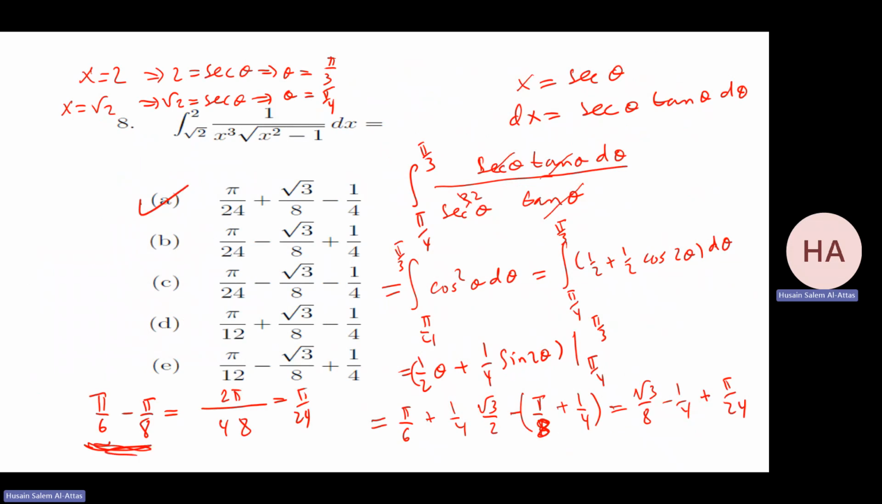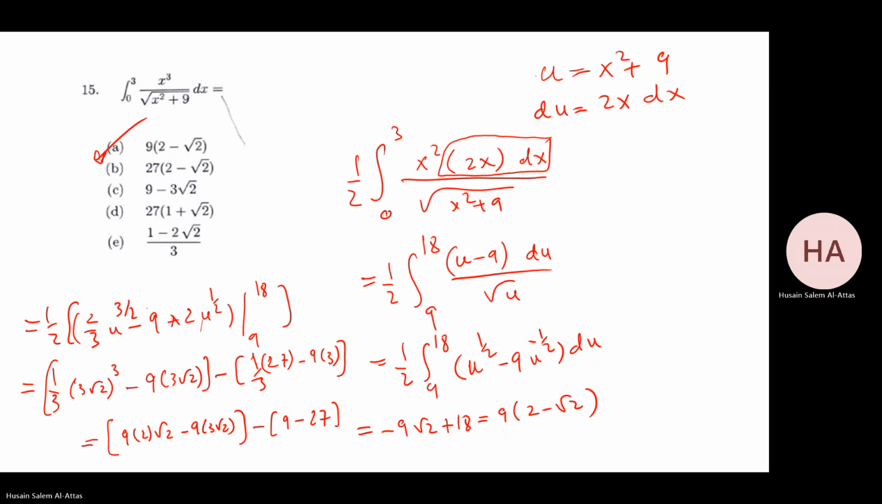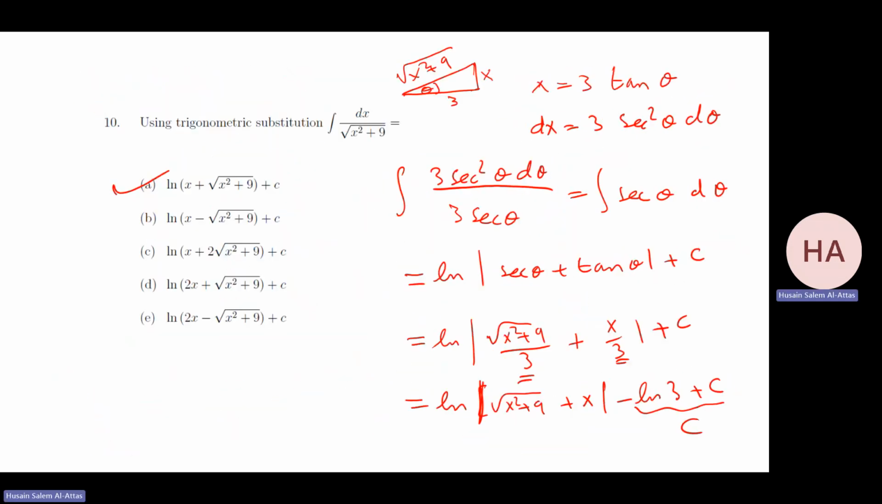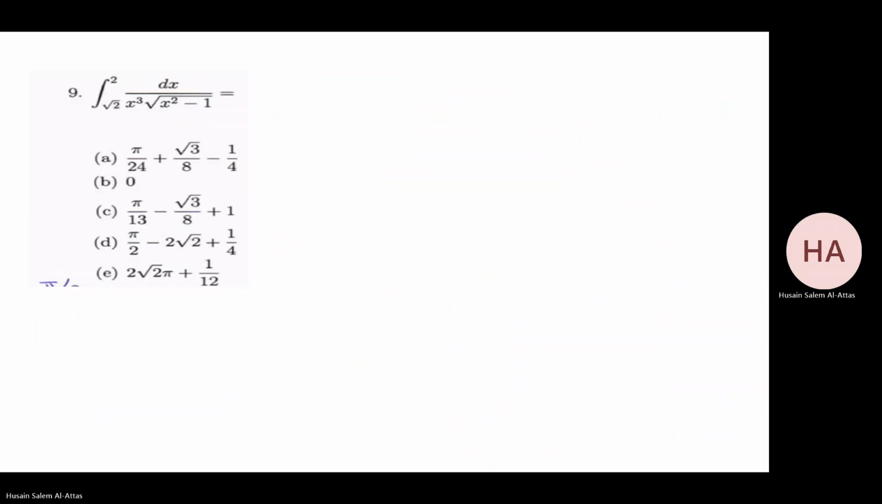Pi over 6 minus pi over 8. This is pi over 8. So pi over 24 plus square root 3 over it. It is exactly the same problem, but it was in a different term, a different year also. So this will be the answer. Same question.